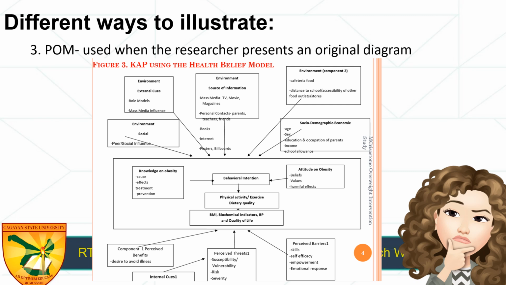So third, we have the POM, or your proposed original model, which is used when the researcher presents an original diagram. So you've seen this from the previous slide. We have your CAP using the health belief model. This was made by Ma'am Crisostomo for her dissertation on an overweight intervention study. So this type of model is usually used for higher or more complicated studies, wherein you cannot use IV-DV alone or your IPO or IPOO model.